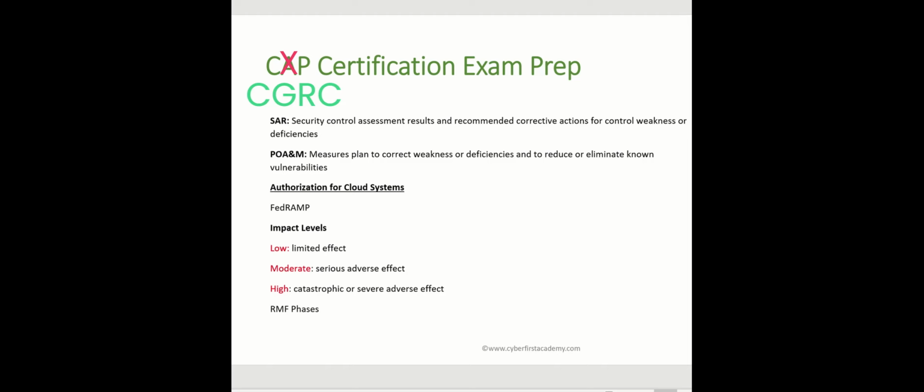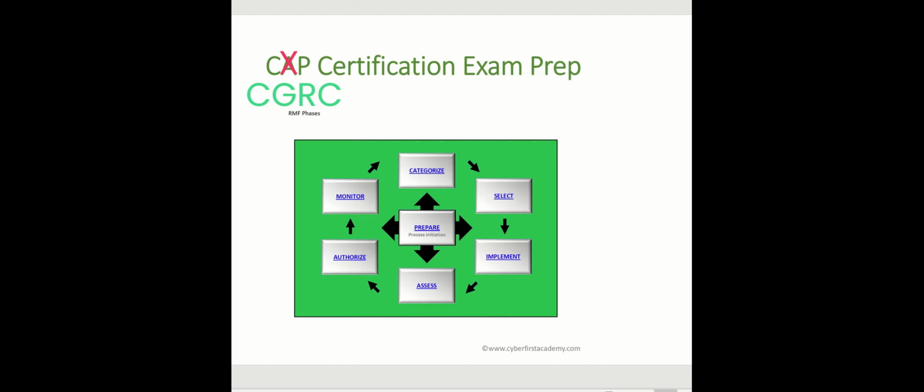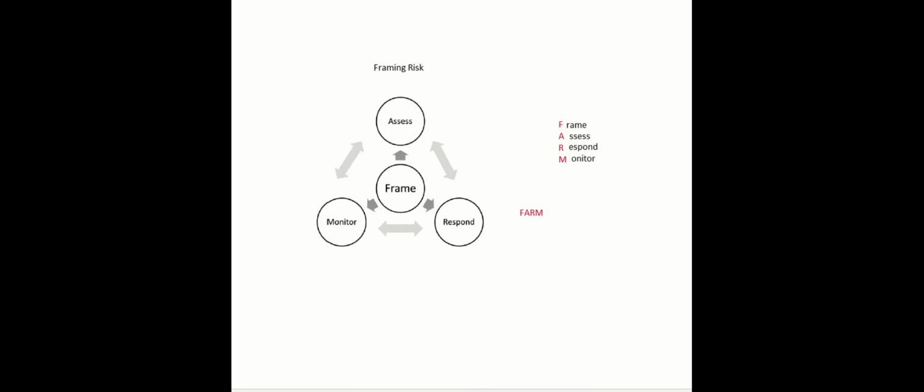And then the next thing is to know your RMF phases. So remember the phases of the RMF: the prepare phase, followed by categorize phase, the select phase, implement phase, assess phase, authorize phase, and monitor. So when you monitor, you're pretty much going back to the whole process again. Framing risk. Know that to frame risk, you frame, assess, respond, monitor, also known as FARM.